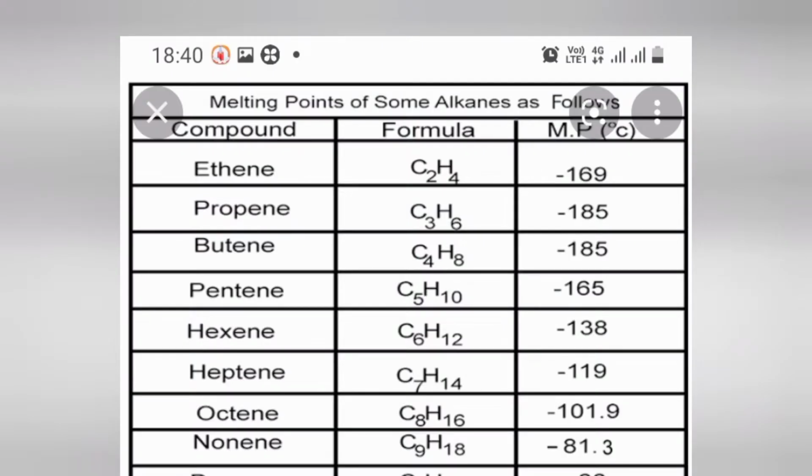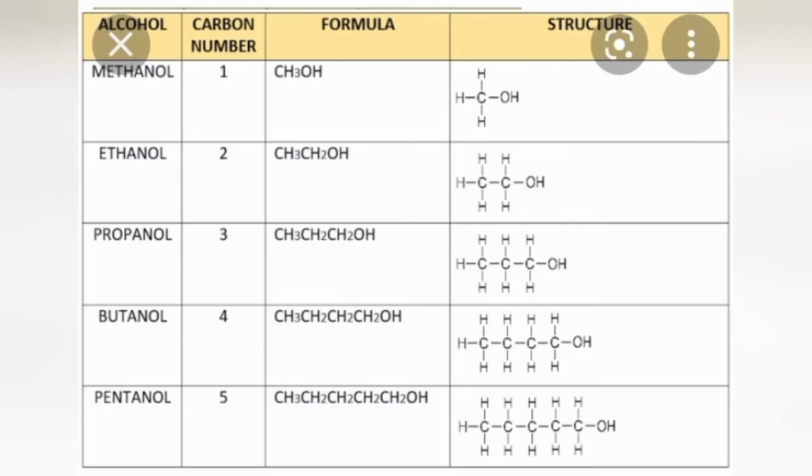This is the homologous series of alkenes having names ethene, propene, butene, pentene: 2 carbon atoms with 4 hydrogen atoms, 3 carbon atoms with 6 hydrogen atoms, which means they have the general formula CnH2n. This is the homologous series of alcohols, where every compound of the alcohol series contains OH as a functional group. As the number of carbon atoms increases, the series keeps the same general formula.